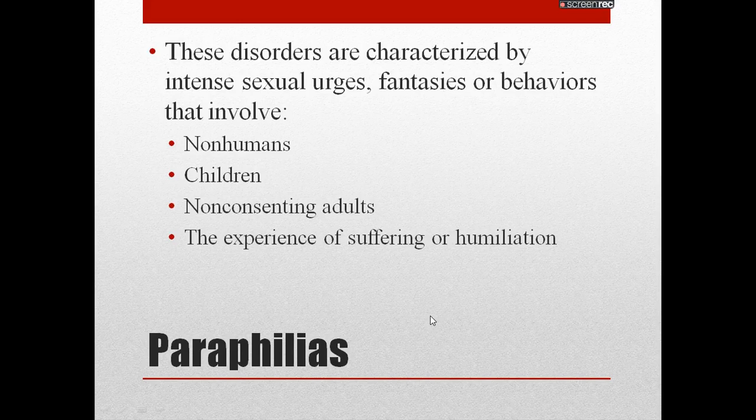All right, so this is the last section of my discussion about the different kinds of sexual dysfunction. So we are now in paraphilias. These disorders are characterized by intense sexual urges, fantasies, or behaviors that involve non-humans. So it might be an animal, an object, a part of the body, or a situation. There might also be an involvement of children, non-consenting adults, and the experience of suffering or humiliation.